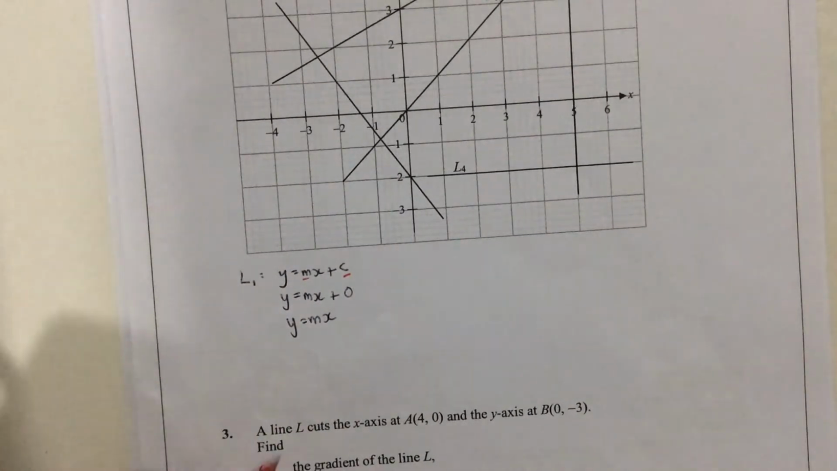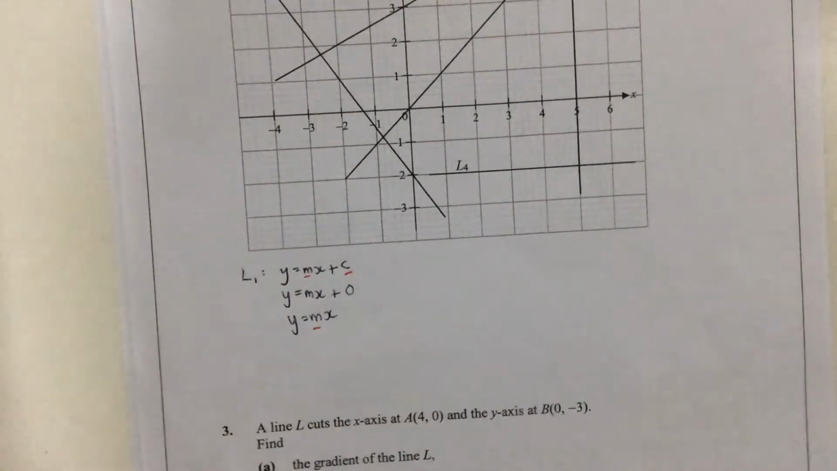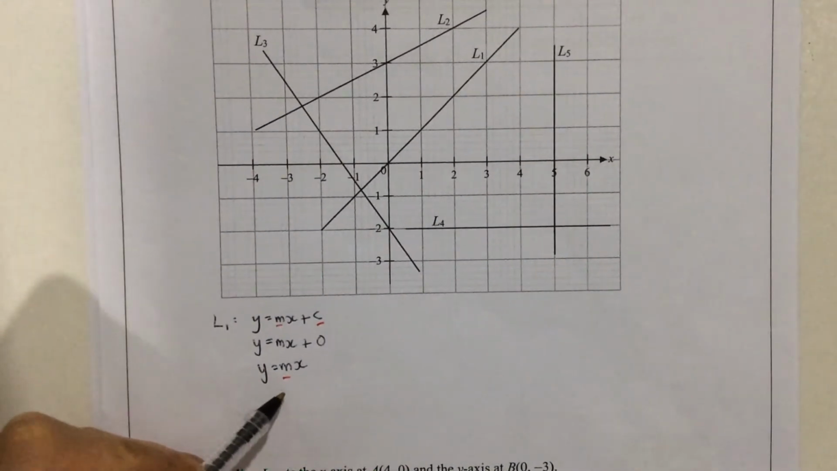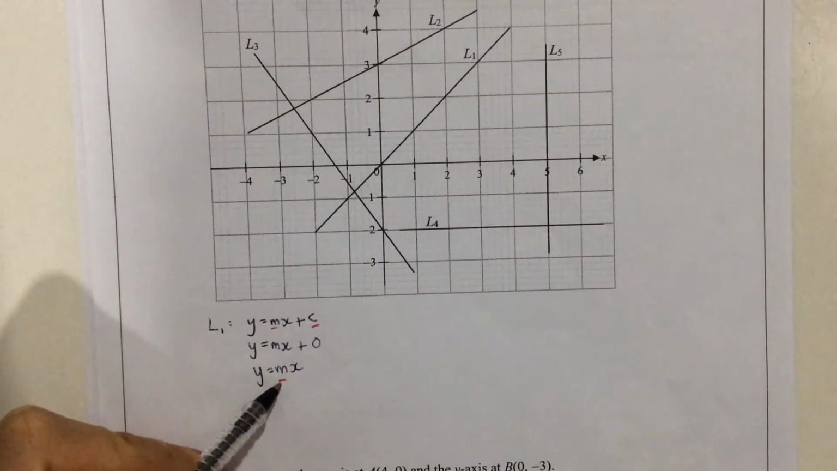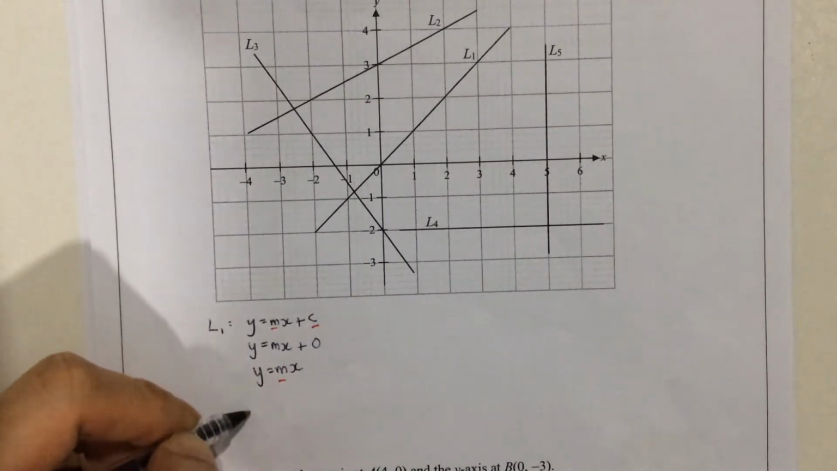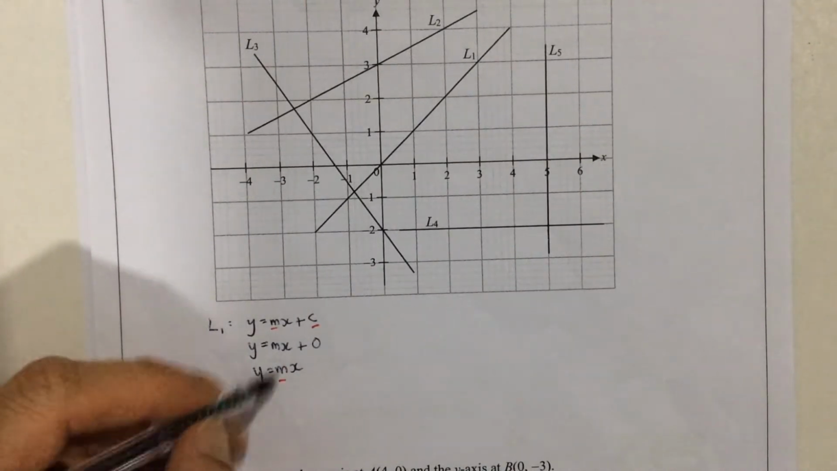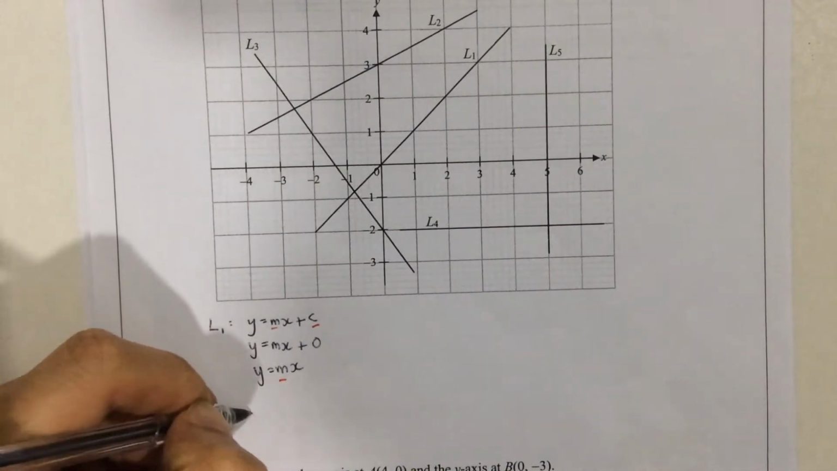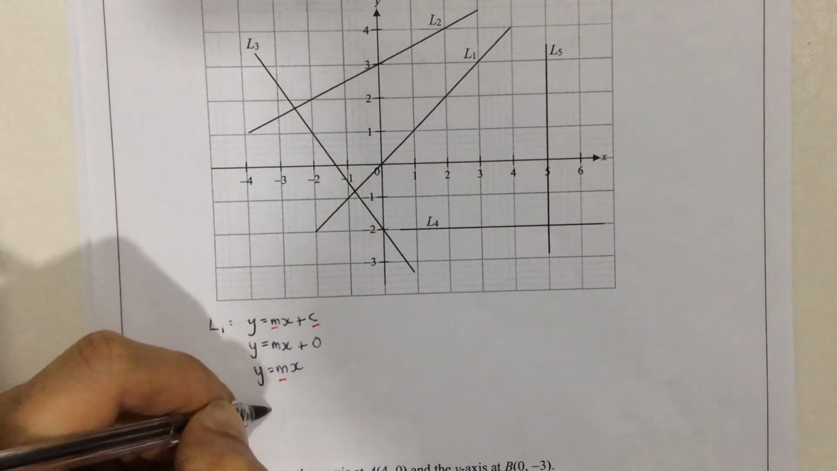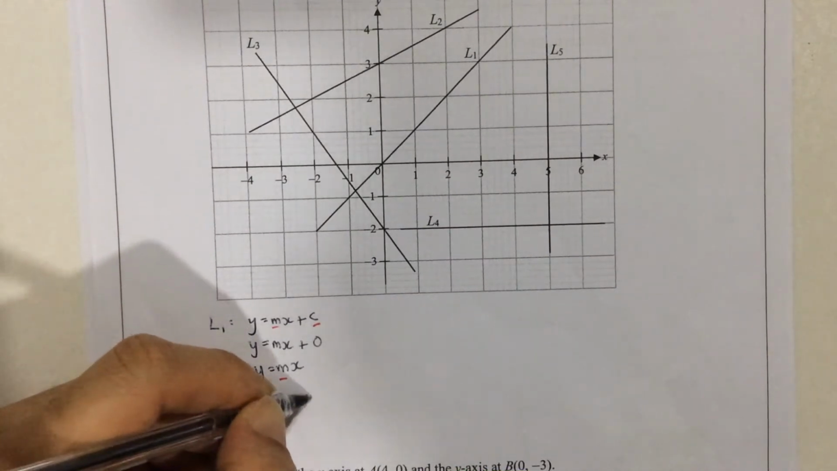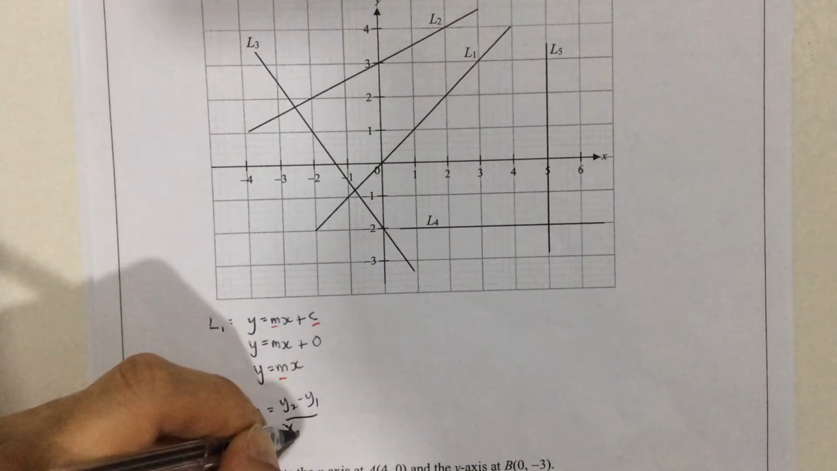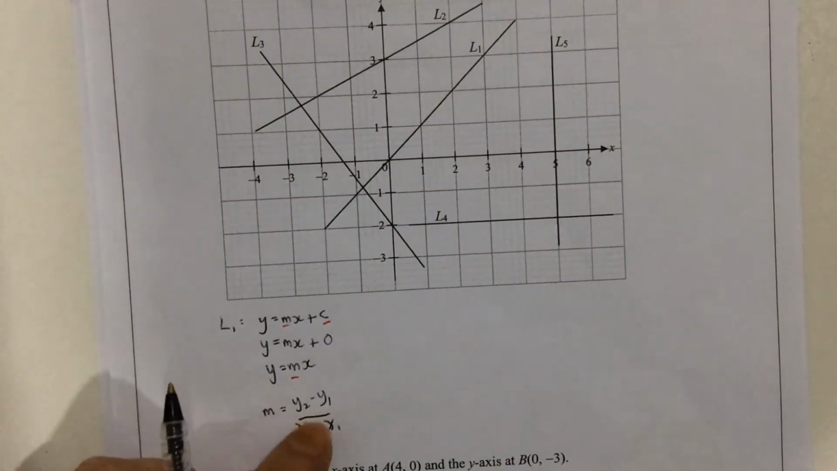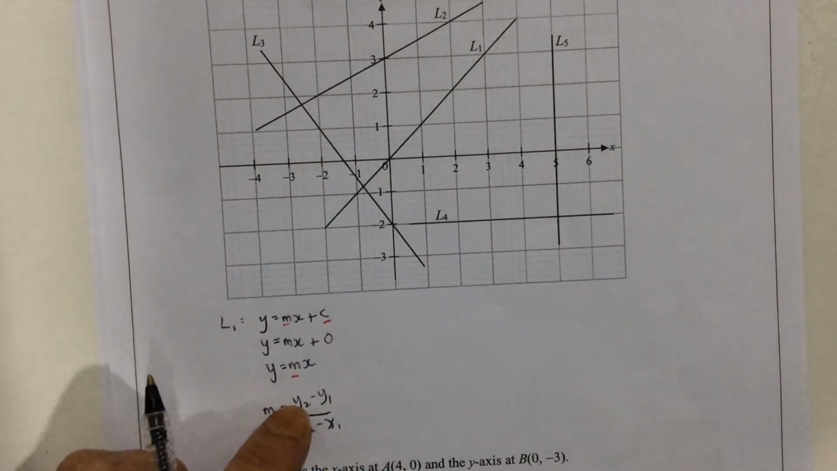So our final task is to find the value of m. In the previous section of our chapter, we have learned that m can be found by using the formula y2 minus y1 over x2 minus x1. So m equals y2 minus y1 over x2 minus x1. So we need to find our x1, y1 and x2, y2 points.